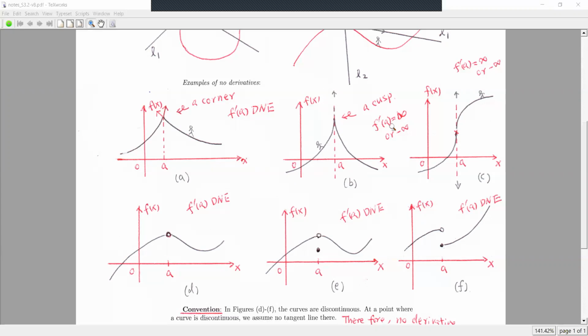Because derivative at A is the slope of the tangent line at the point A, derivative at A is infinity or negative infinity, because for a vertical line, the slope is either infinity or negative infinity. Because infinity is not a number, the book considers that at a cusp, derivative doesn't exist.